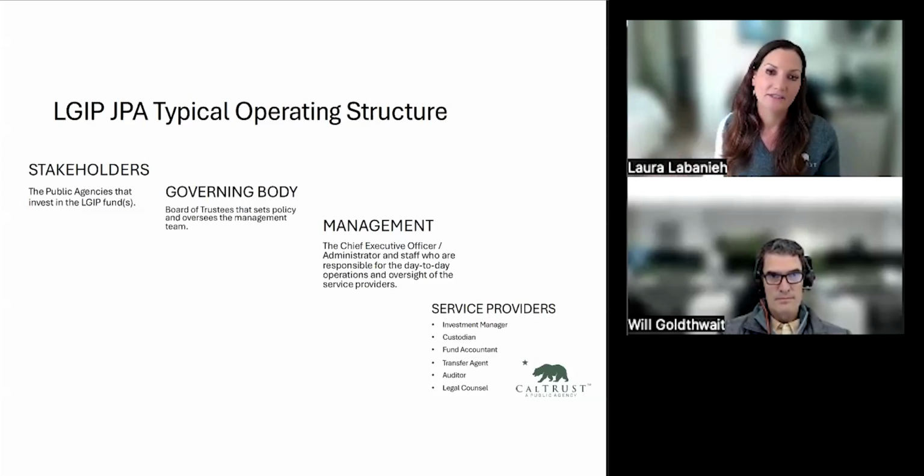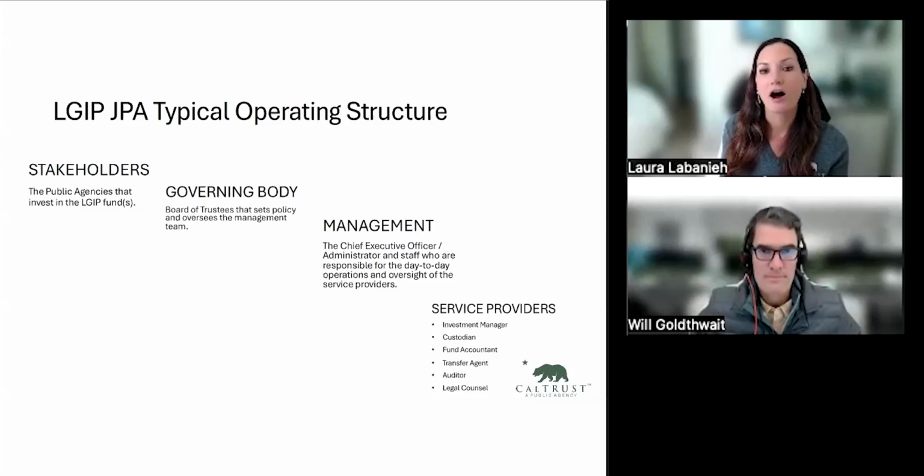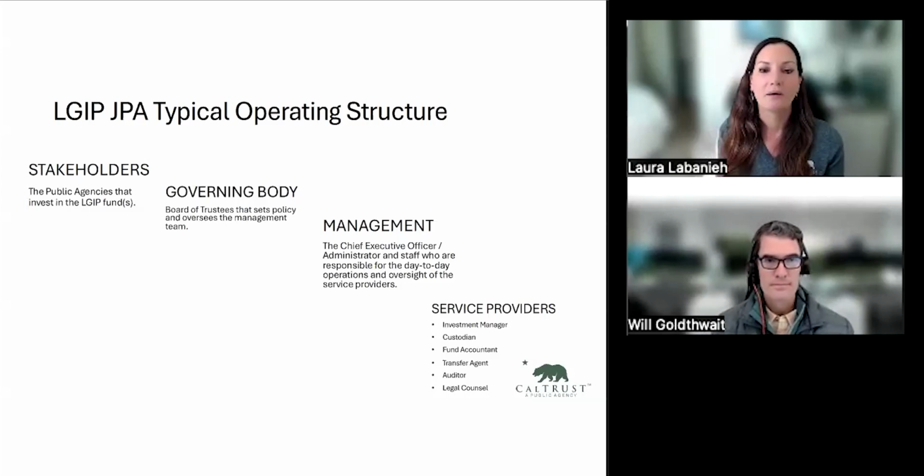One thing that is always really good to look at when you're looking at any agency, quite frankly, is how are those service providers chosen? Are they chosen via RFP? How often is that conducted? And that kind of consideration.